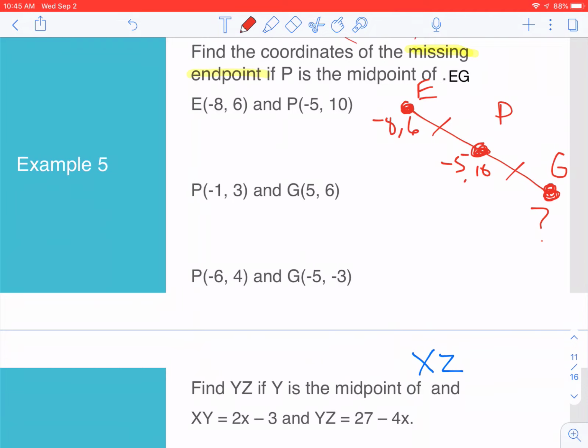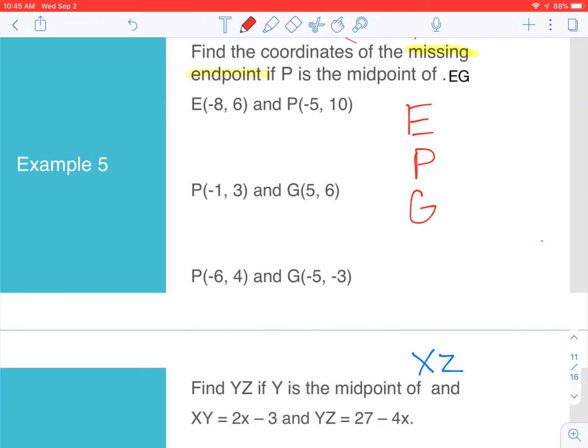So we already have the midpoint, which is what we solved in the previous problem. Now we have to find the endpoint. Here's how we're going to do that, and hopefully this will make sense to you guys. I'm going to stack my letters like so: E, P, and G. P is the midpoint. Then I'm going to fill in my numbers: negative 8, 6, and negative 5, 10.